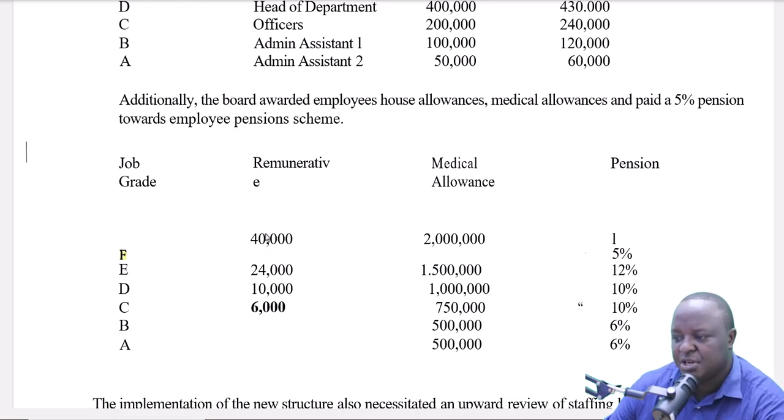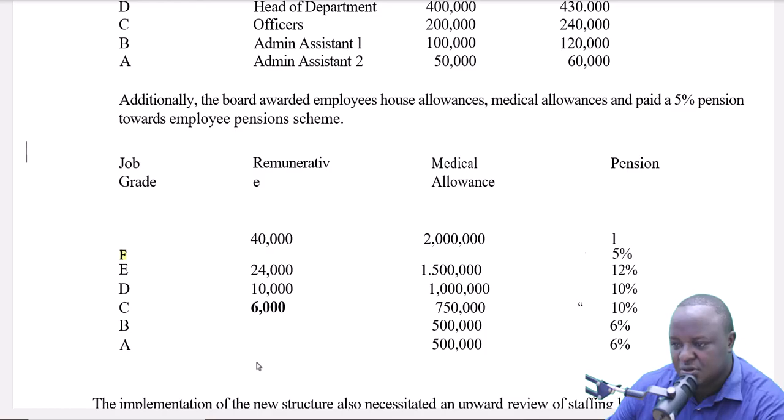F, the remuneration was 40, medical allowances a total of 2 million, which included pension of 15%. E, 40, 1.5 million, 12%. D, 10, remuneration, medical allowances of 1 million, pension 10%. C, remuneration 6,000, medical allowance 750, pension 10%.